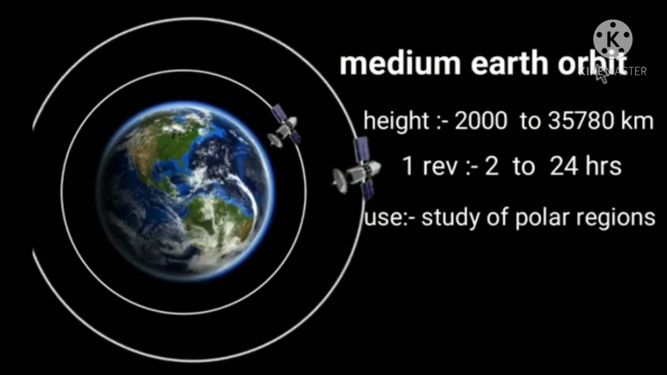Now let's study more about medium Earth orbit. The height of this orbit is near about 2000 to 35,780 km. In these orbits, the satellites complete one revolution in 2 to 24 hours. These satellites used to study the polar region of the Earth, that is the North Pole and South Pole, that is to study the atmospheric and climatic changes that occur on the North Pole and South Pole, and various other things about these two poles.